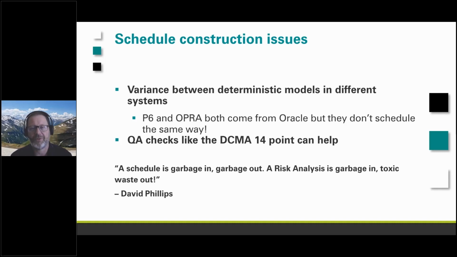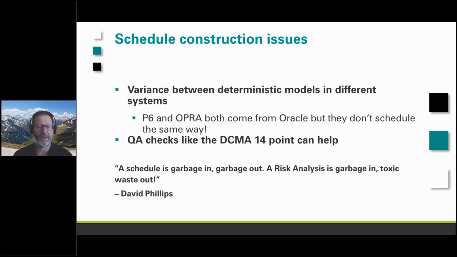The other thing that comes up surprisingly often is there's variance between deterministic models in different systems. Now, I'm going to talk about P6 and Primavera risk analysis here because they both come from the same company. And yet when you import the P6 model into PRA, inevitably the deterministic values come up differently. Your end date might shift by months. And so you're starting with a model that doesn't reflect what's in P6. It gets even more complicated if you're going from P6 to Safran or Microsoft Project to Safran, because now they're not even in the same company. So you've got to make sure that you have alignment before you start.